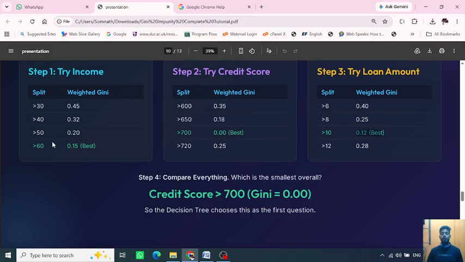And at the last we compare between the features. If we compare the income, credit score and loan amount, whose Gini is smallest? The credit score Gini is smallest, right? So that means the tree will ask this question first, and then choose the loan amount as second, and then it will ask the income.